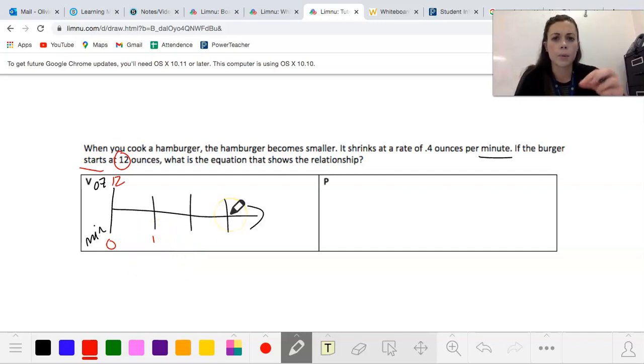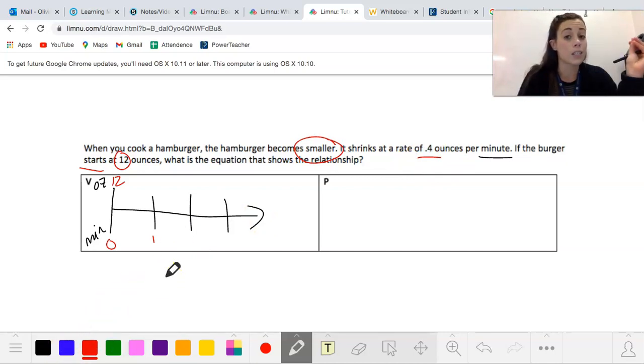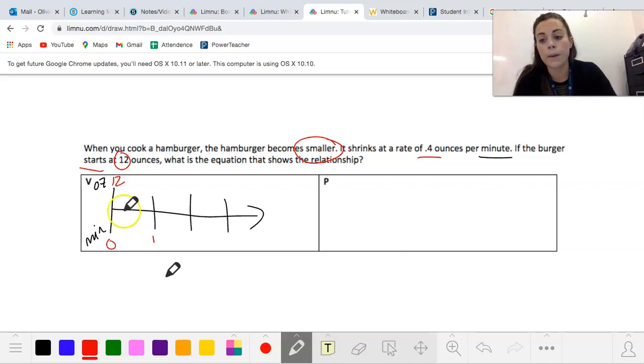So after 1 minute of cooking, what's going to happen to the burger? Well, it told us that it's going to get smaller, right? By how much? It's going to get smaller by 0.4 ounces. So that means that if it gets smaller, that burger size is not increasing, it is decreasing, right? So that means that this is going to be a -0.4. It's getting smaller. So now I'm at 11.6, right?